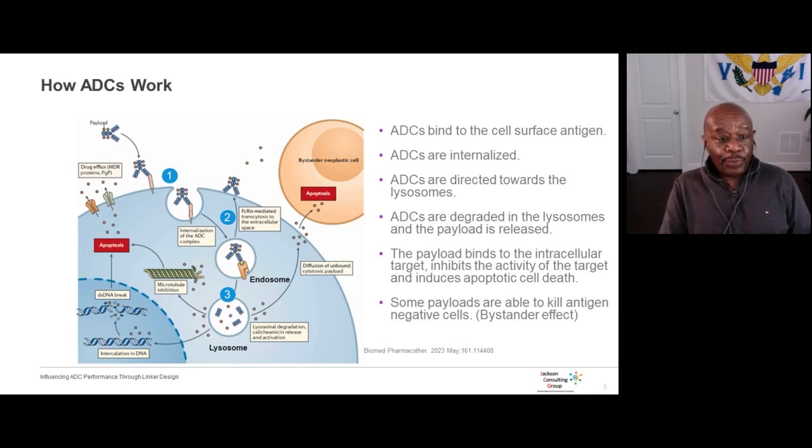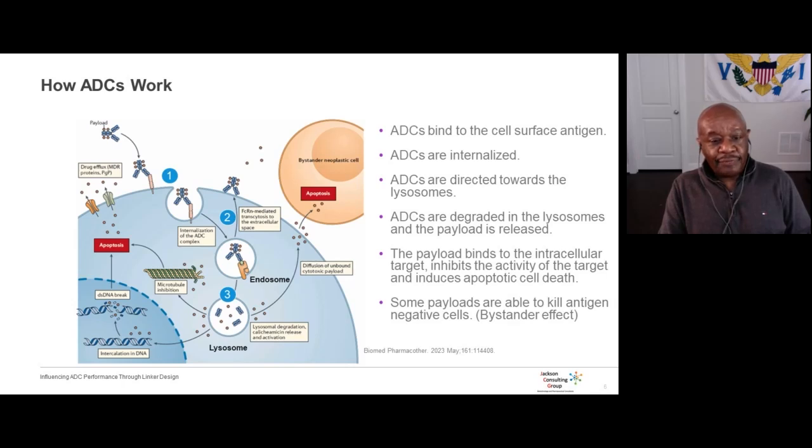Now, how do ADCs work? We know the ADCs essentially bind to the cell surface antigen on tumor cells in step one. They're internalized, and upon internalization, they make their way from the endosomal compartment to the lysosomal compartment, where they are actually released. Now, in the lysosomal compartment, you have a lot of different features here.